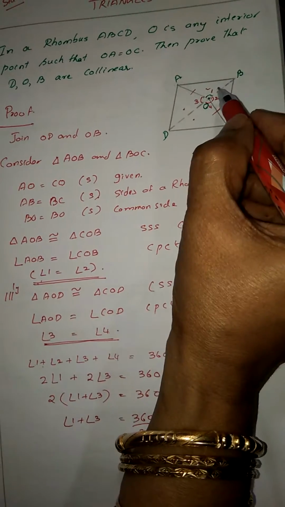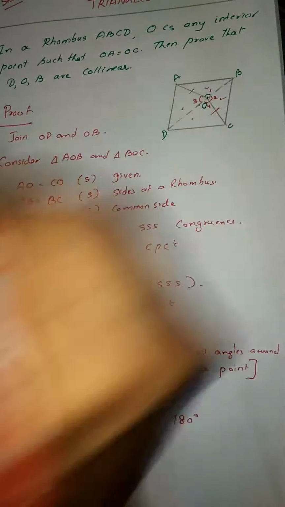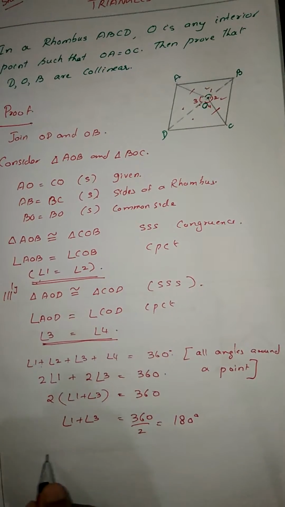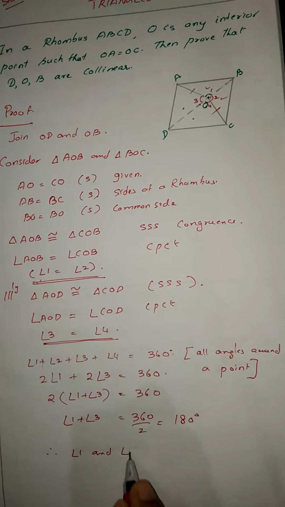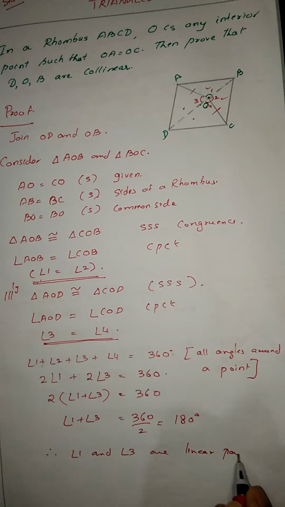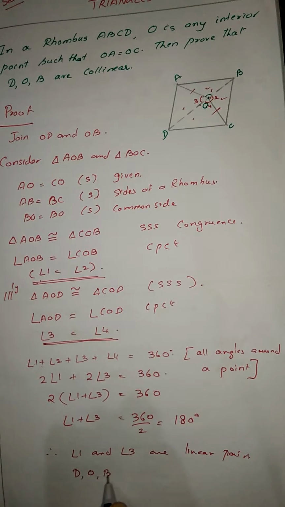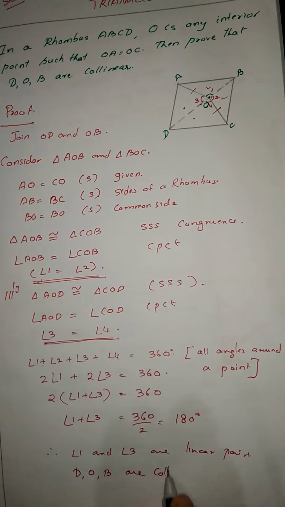So we got angle 1 and angle 3 together is 180. That means they are linear pairs. Therefore, angle 1 and angle 3 are linear pairs. Therefore, D, O, B are collinear.